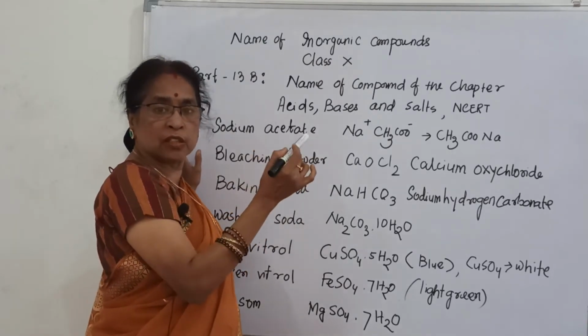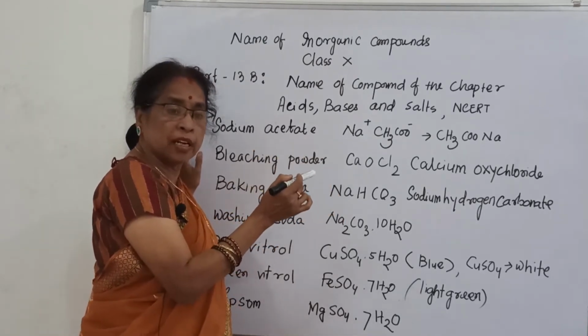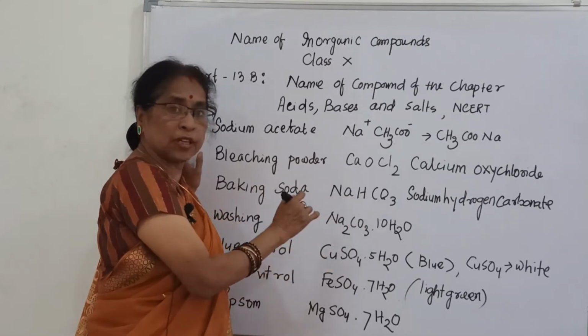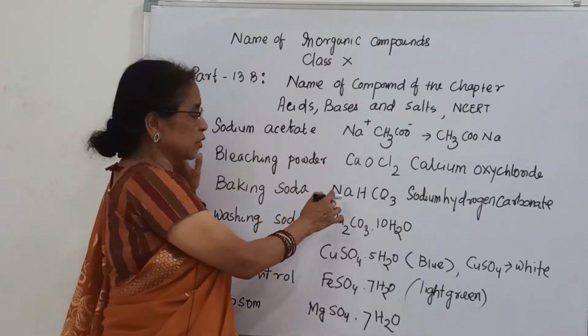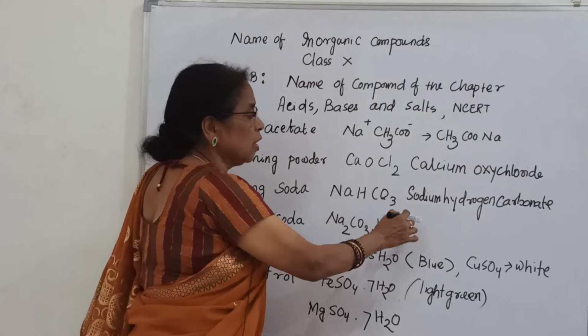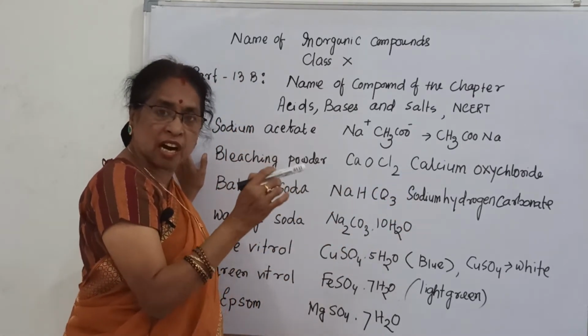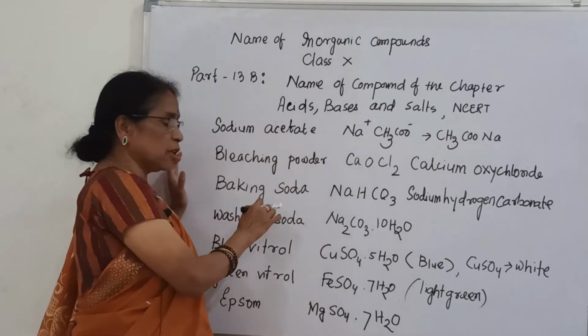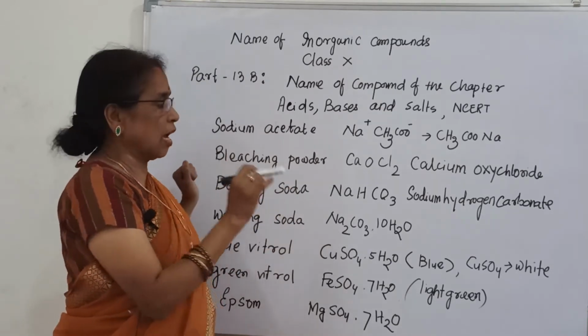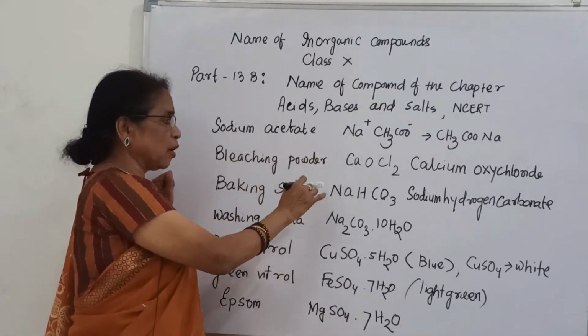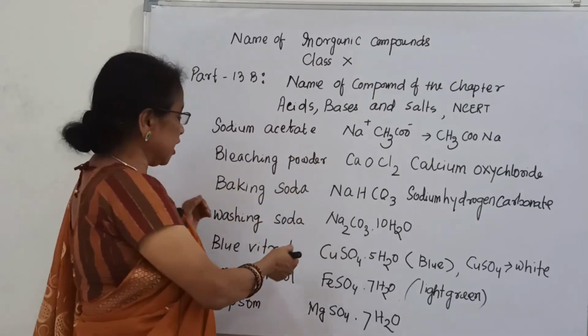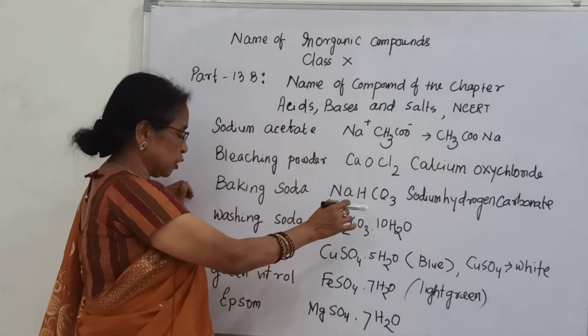Then come to baking soda. Baking soda means here NaHCO3. What is baking soda? NaHCO3. What is the name I told before? Sodium hydrogen carbonate. Sodium hydrogen carbonate is called commercially baking soda. You should remember the chemical name and also the formula, baking soda NaHCO3.